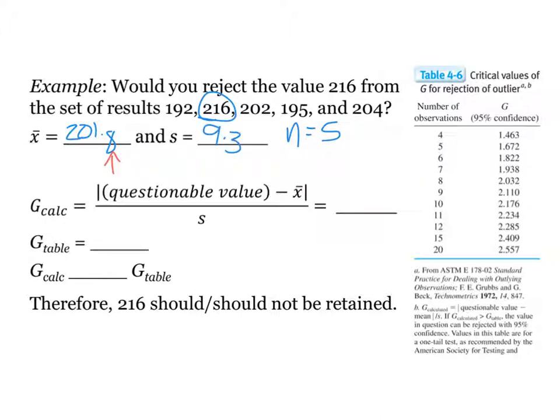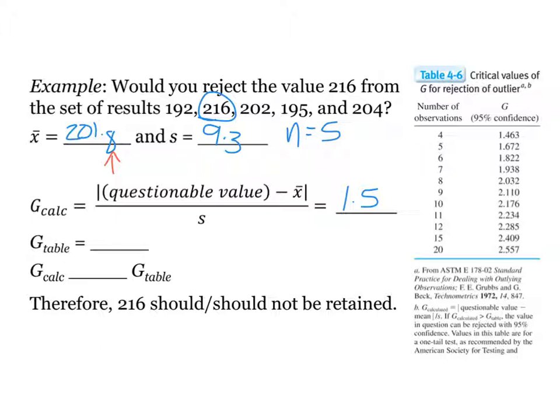Now we want to calculate the Grubbs statistic, G. When you take the difference of 216 and the mean, 201.8, you'll keep the significant figures down to the 10th place. When you divide by the standard deviation, though, you'll only be able to keep 2 significant figures in your answer.